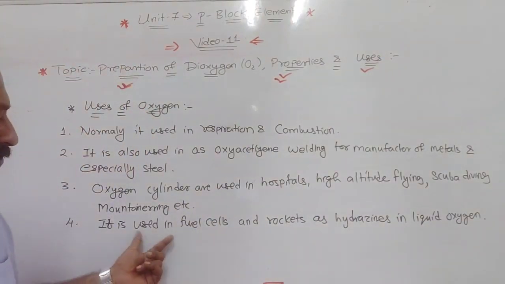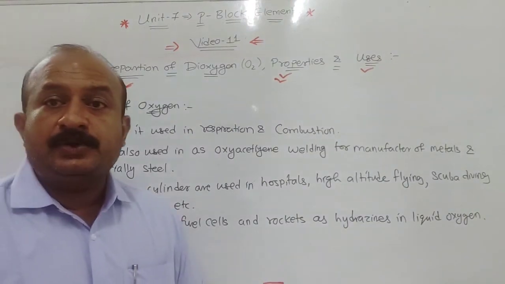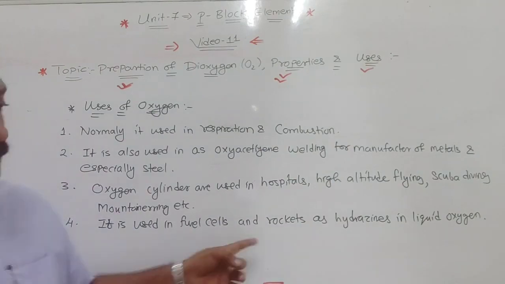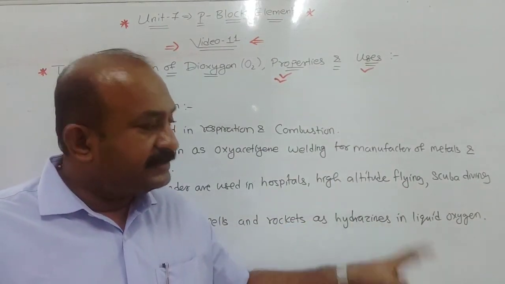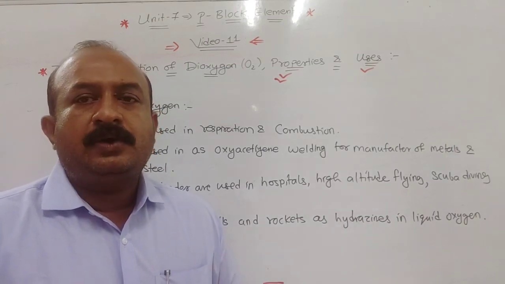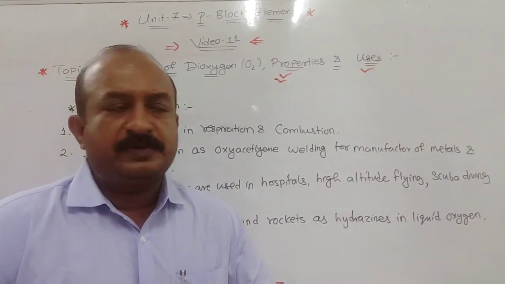Then it is used in fuel cells, the hydrogen fuel cell we talk about, and also in rockets as liquid oxygen. They use hydrazine with liquid oxygen. Oxygen is being used. So these are all the uses of our dioxygen.